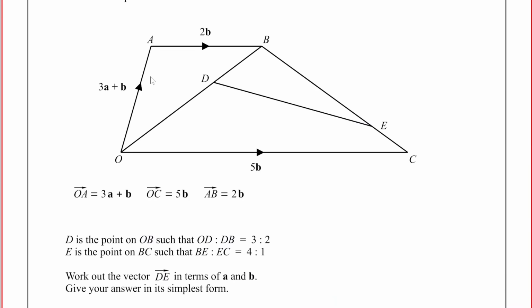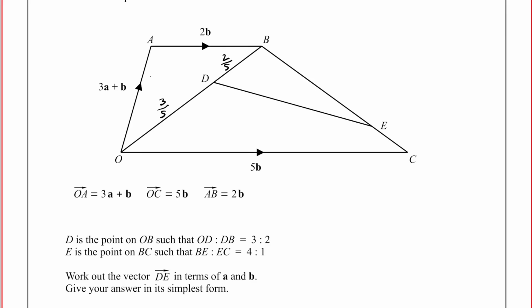Question 17. OABC is a trapezium. O to A is 3A plus B. O to C is 5B. A to B is 2B. D is the point on O to B such that O to D to B is the ratio 3 to 2. So there are 5 parts for the whole journey. We've got 3/5 and 2/5.